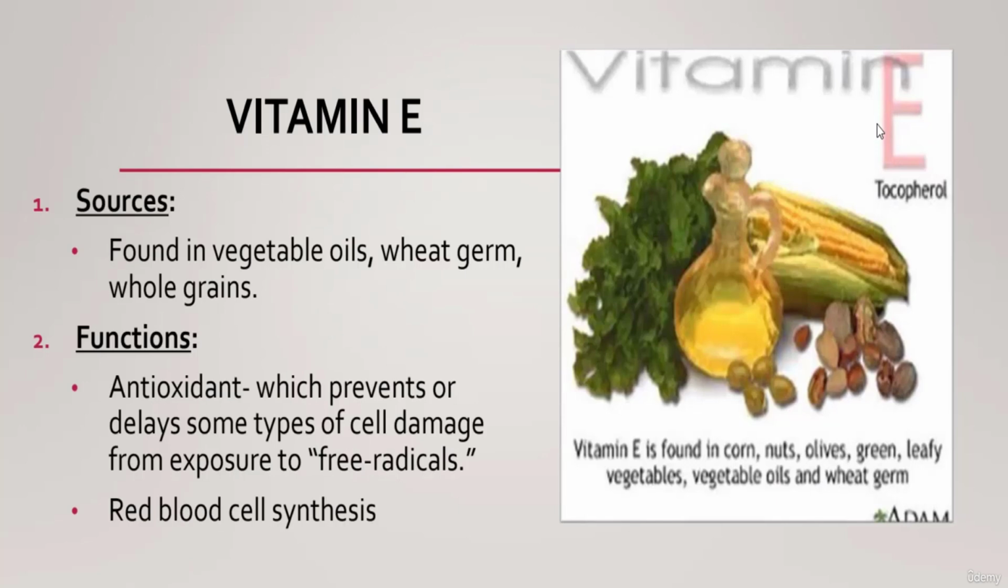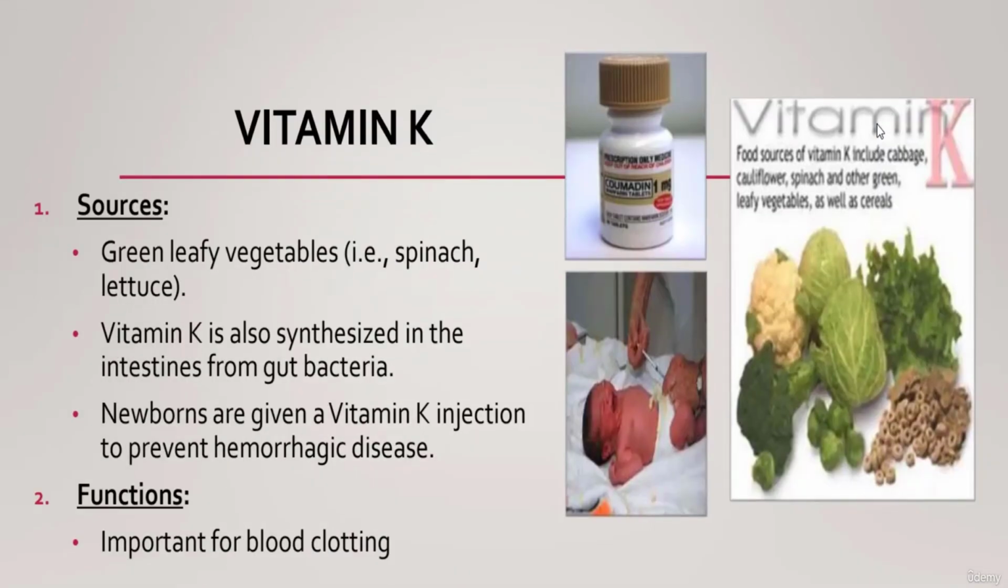Vitamin E, right? So you have sources from vegetable oils, wheat germ, whole grains. It's an antioxidant which prevents or delays some types of cell damage, free radical damage, right? Red blood cell synthesis as well. So you can find vitamin E in corn, nuts, olives, green leafy vegetables, vegetable oils, and wheat germ. Vitamin K, it is important for blood clotting. So K for clotting, that's a way to remember it. Found in green leafy vegetables. Newborns are given a vitamin K injection to prevent hemorrhagic diseases.